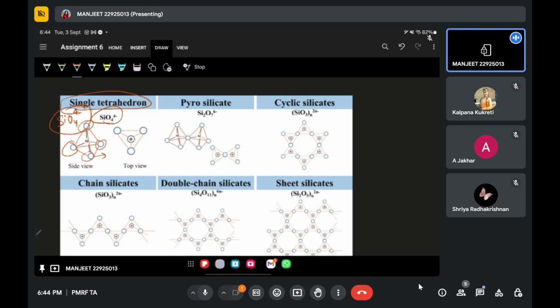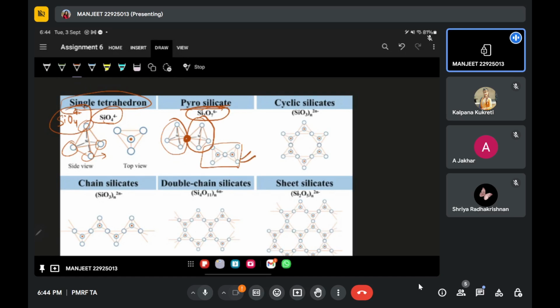In the pyrosilicate, now two tetrahedra are attached. This is one tetrahedron, and another is this tetrahedron. They are connected with this oxygen. So in pyrosilicate, they are connected with one oxygen. If I look at the top view of this pyrosilicate, it will look like this. So this oxygen will be shared by the two tetrahedra.